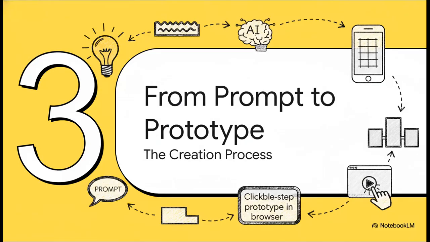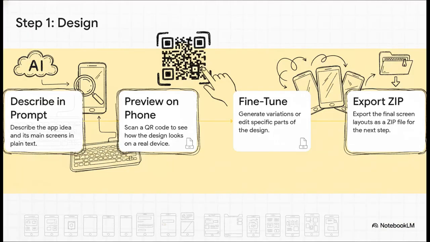All right, now for the really fun part. Let's walk through the actual creation process, step by step. We're going to go from just a simple idea to a clickable prototype that you can actually test out. So we start in Google Stitch. All we do is describe our app idea in a simple text prompt. We tell it we want a modern-looking app with 3 main screens, one for uploading media, another for selecting social media platforms, and a third to show the results.